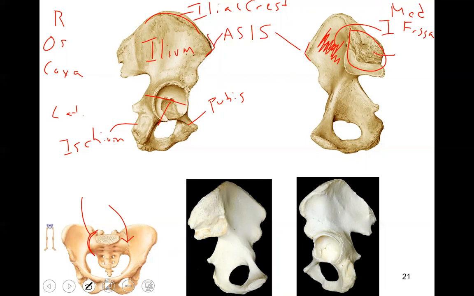On the os coxa, we can also see this rough patch right here, which is where the sacrum and ilium join together. So I'm just going to abbreviate this, the SI joint. As always, spell it out, but given the space restrictions, I'm just going to abbreviate here.